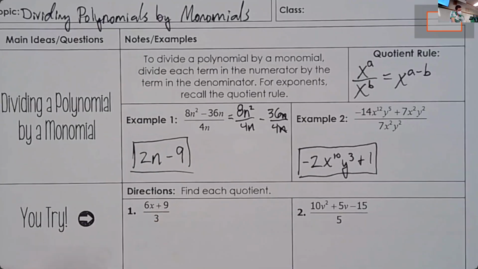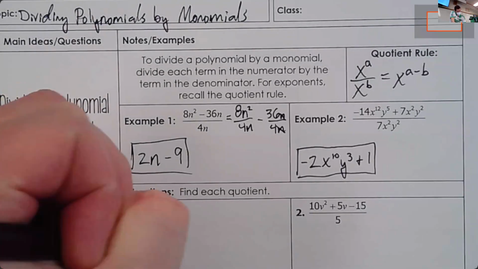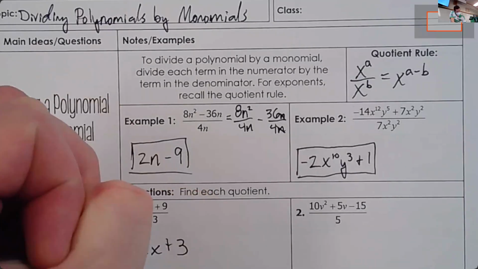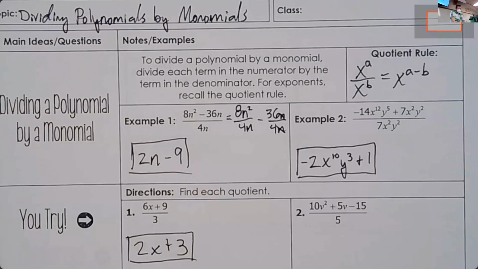What do you have, Alicia? 2x plus 3, excellent. So the answer for number 1 is 2x plus 3, because 6x divided by 3 is 2x, and 9 divided by 3 is 3. And we don't have to worry about subtracting any exponents there because we're just dividing by a regular number.